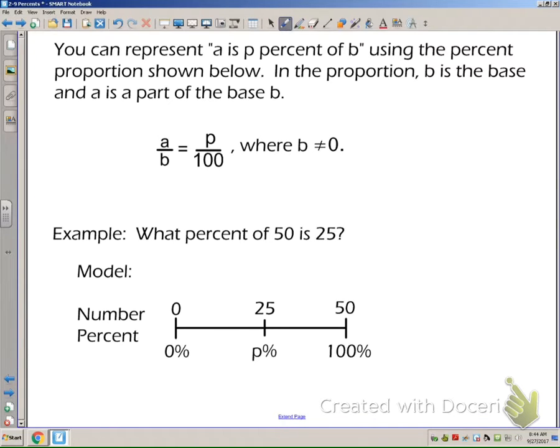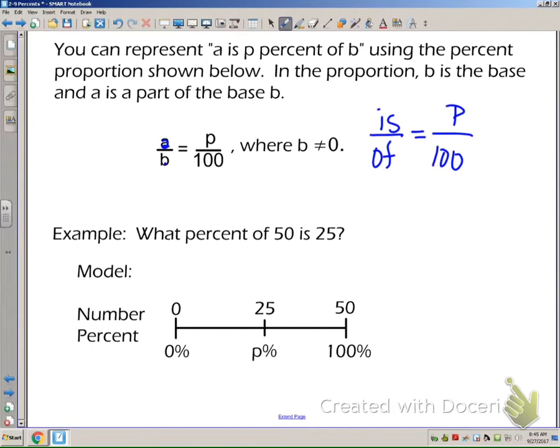So we represent percent by saying that A is P percent of B using the percent proportion below. So we have A over B equals P over 100. And in the past, I've taught it as is over of equals percent over 100. And this is called the percent proportion because it's set up as a proportion. So we say B is the base and A is a part of the base. So if we have the whole amount, that's the B, and then the A is the part of that amount.